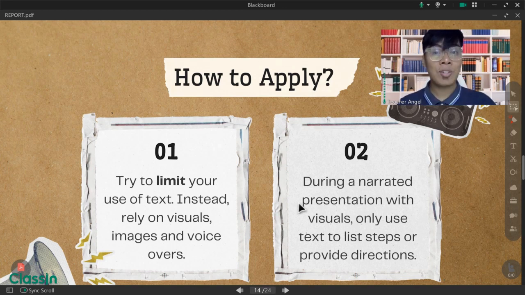Their attention, their focus will be diverted to different things. Okay, so it is really very important just to put what is necessary, what is important, okay, in that particular slide. And don't put everything. Okay, you can actually include images or voiceovers just to accommodate different learning styles as well of the listeners or the target audience.